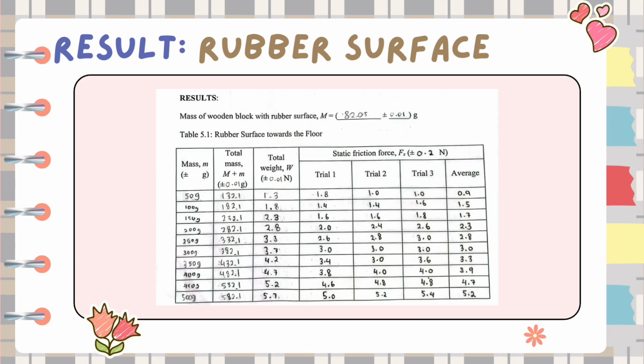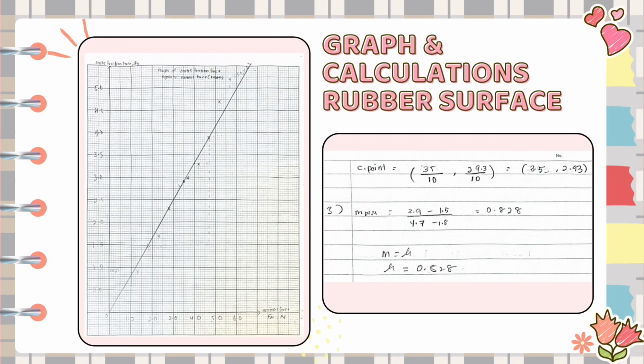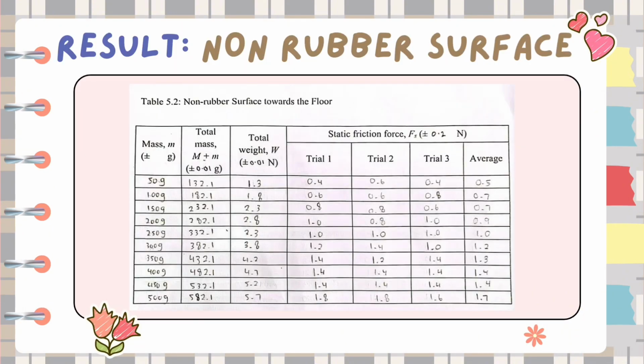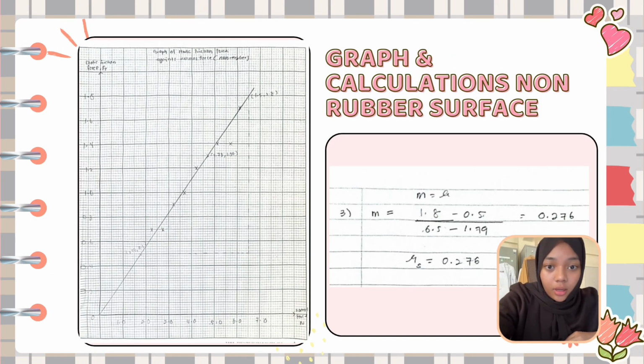Okay, here is the rubber surface data, and here is a graph of static friction force versus normal force for rubber, and this is the data for the non-rubber surface. Here are the results and the data that we got from this experiment. Here is the graph of static friction force versus normal force for a rubber surface, and we also got the graph of static friction force versus normal force for a non-rubber surface. Based on these two graphs, we got a linear graph, and we can find the coefficient by using the gradient from the graph.